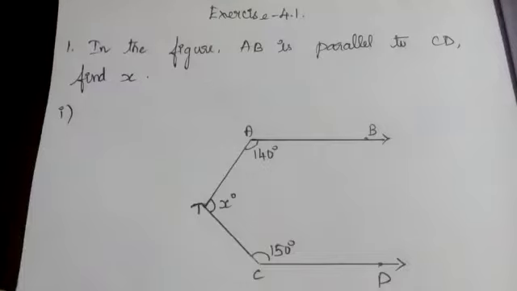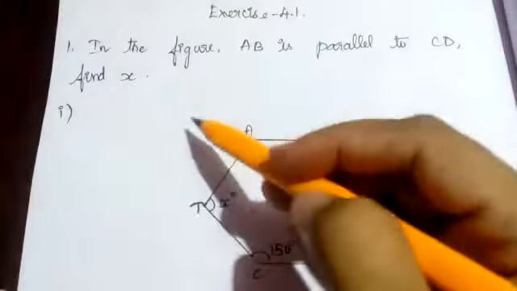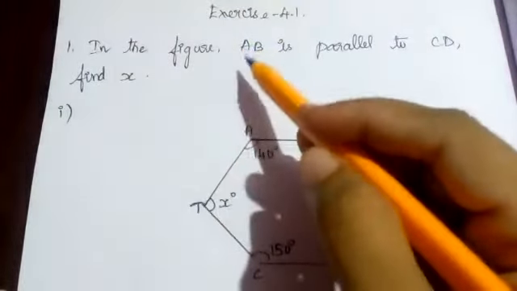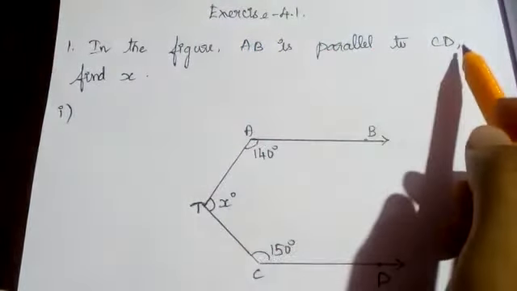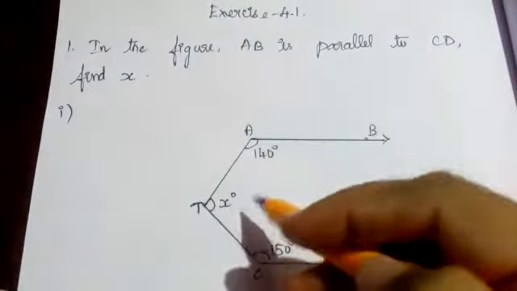We are going to see the first sum in exercise 4.1. First sum, first subdivision alone we will see today. In the figure, AB is parallel to CD. In the given figure, AB is parallel to CD. We have to find the value of x.